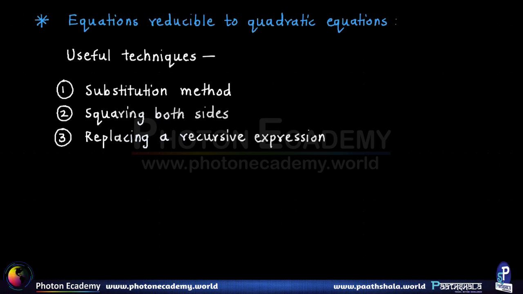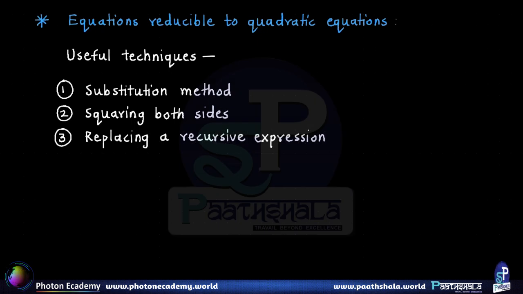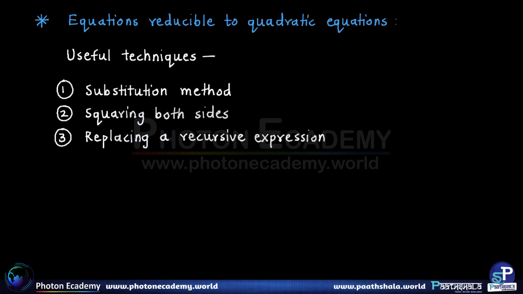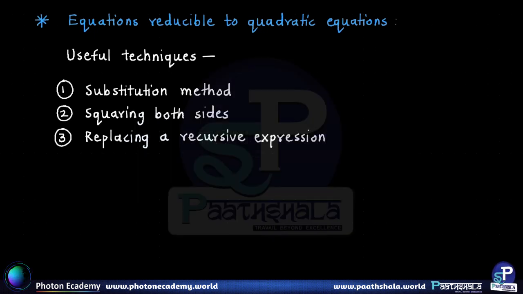The first one is the substitution method. That is, some terms in the equation we replace by another variable and get a quadratic equation. Another way is that we may need to square both sides of an equation if it involves square roots or the radical sign. And another variety is that we may replace a recursive expression by the original term itself. So we will see examples of all these three so that it will be clear.